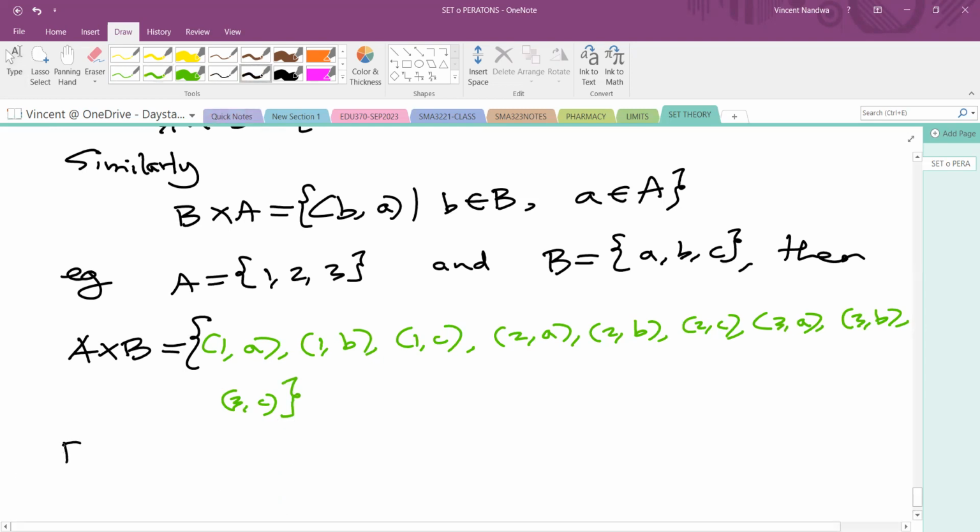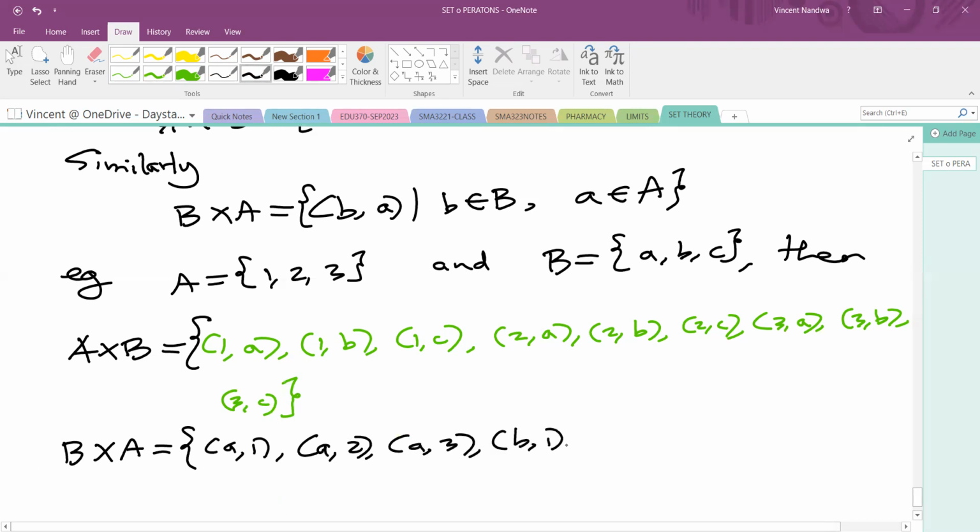And if you write B cross A, now your starting elements would be from set B, which will be (a, 1), (a, 2), (a, 3), then (b, 1), (b, 2), (b, 3), then (c, 1), (c, 2), and then (c, 3).